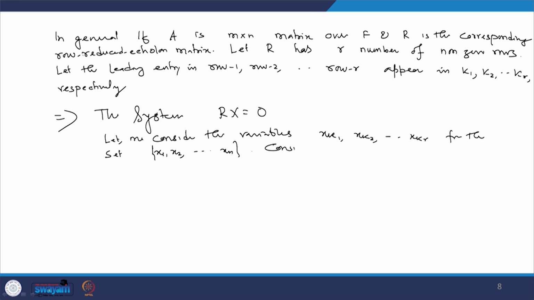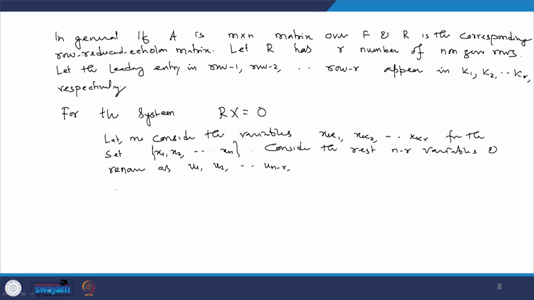Consider the rest n minus r variables as a list of n minus r variables and rename them as u1, u2, un minus r. Then this system Rx equal to 0 can be written as the system of equations like this.